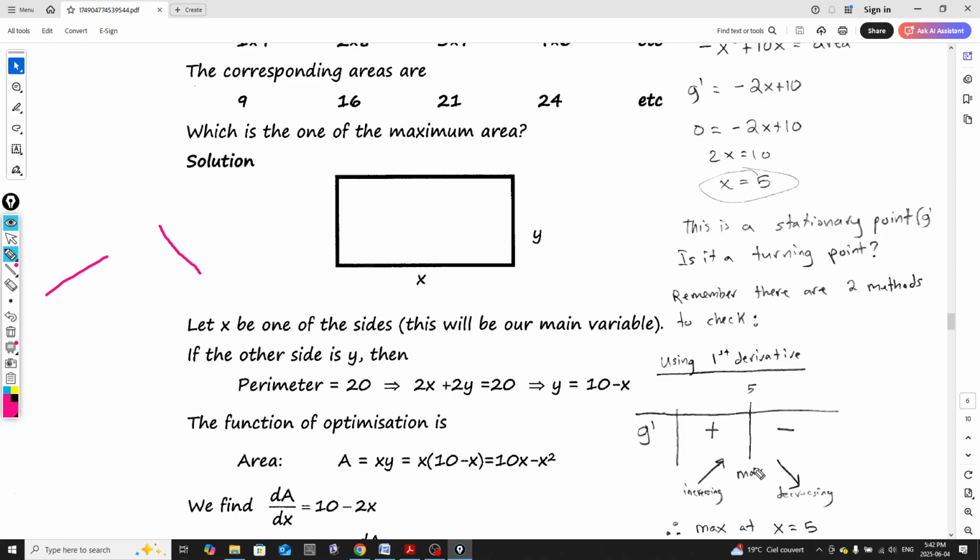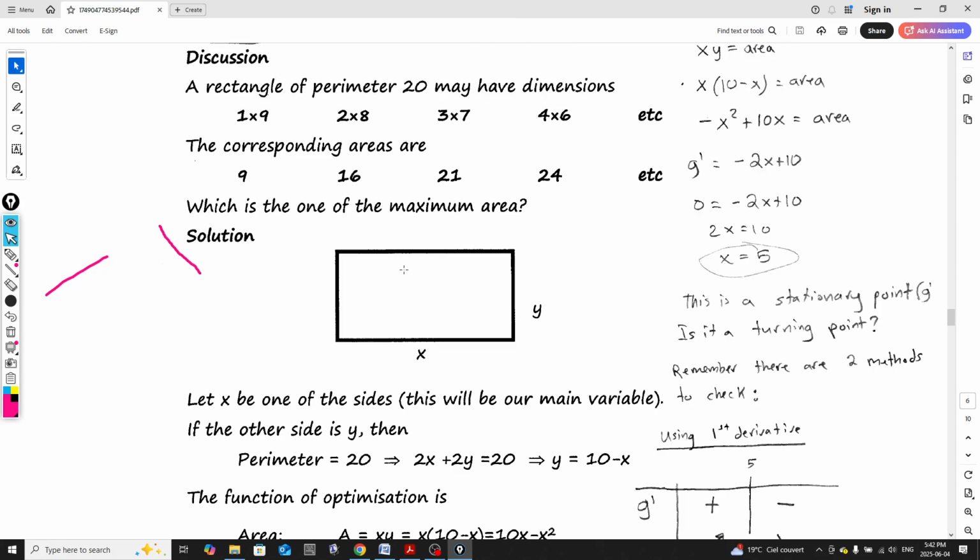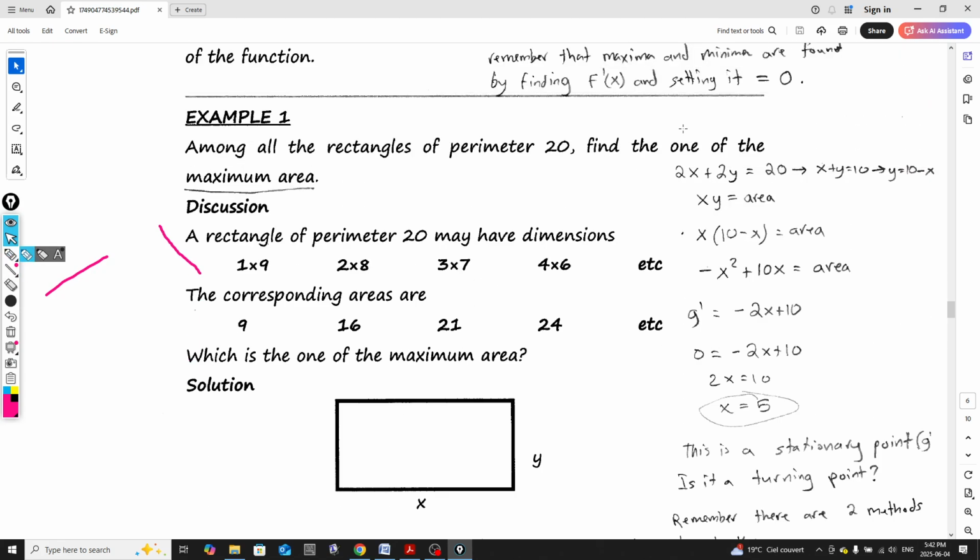That means that you've got a maximum at x equals 5, because your graph is increasing to the left and decreasing to the right. So a maximum at x equals 5. And there you go, that answers your question, right? Well, actually, does it? Not quite, because the question was to find the one of the maximum area.